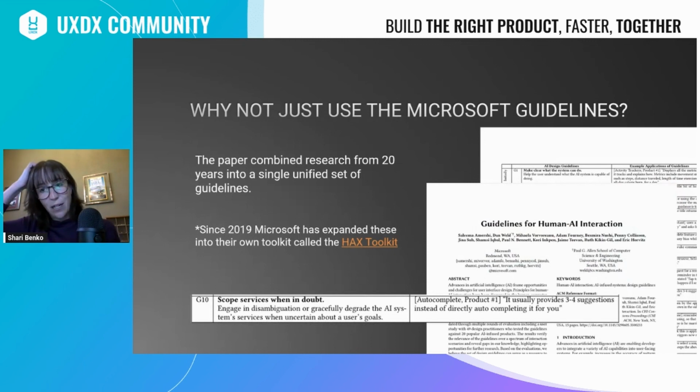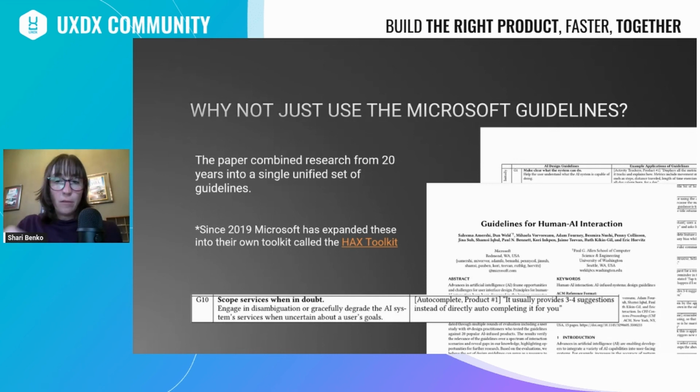Well, back in 2019, when I first started looking for a set of guidelines specifically for human AI interactions, I landed on this paper and it was fantastic, right? Because it combined research from 20 years into a single unified set of guidelines. And at the time, this was really the only place where everything was consolidated into one location. But as I started to try and apply these guidelines, they were a little difficult for me to remember and recall easily on the fly. That doesn't mean they won't work for you, so feel free to use them. In fact, since then, Microsoft has expanded these into their own toolkit called the HAX Toolkit.